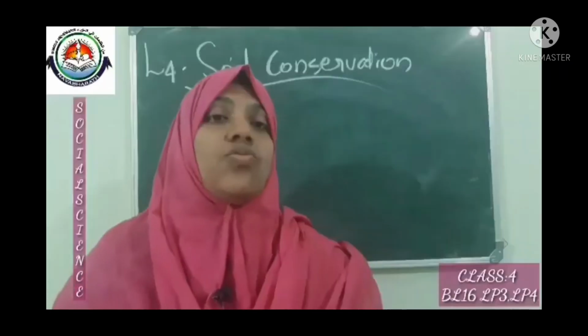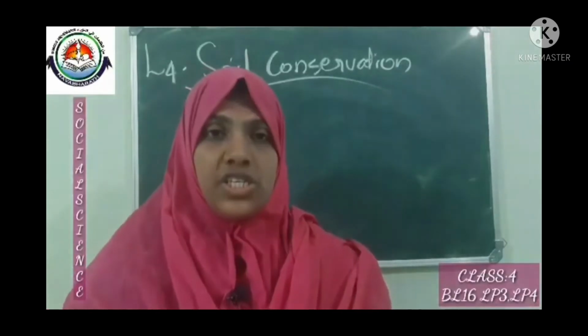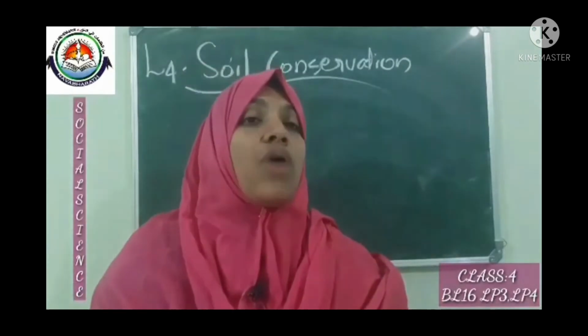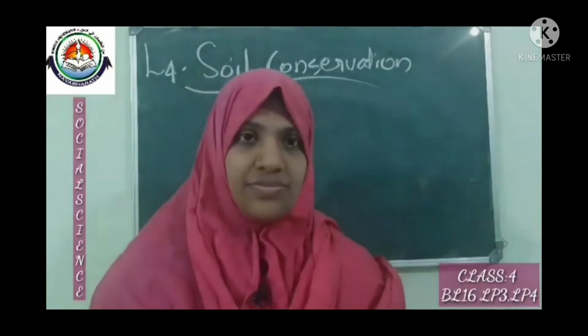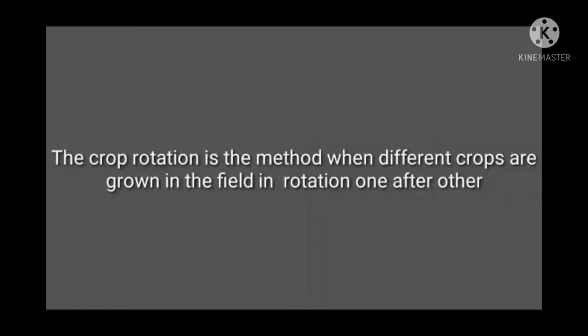And the last one, crop rotation. Rotation means one after another. Crop rotation is a method when different crops are grown in the field in rotation, one after the other.